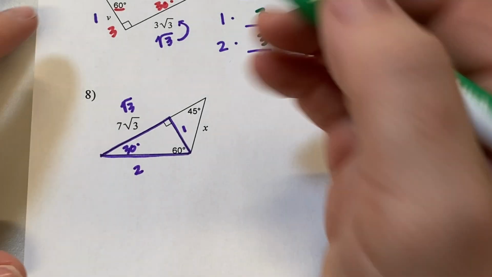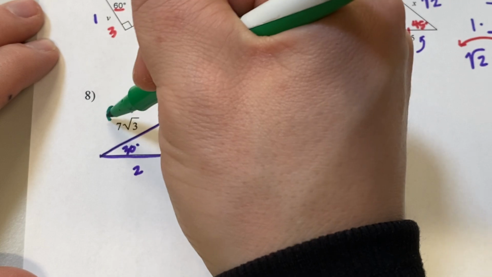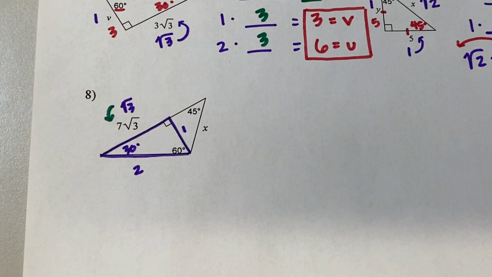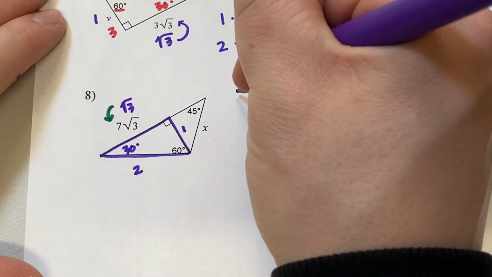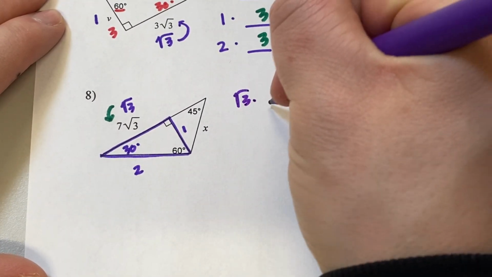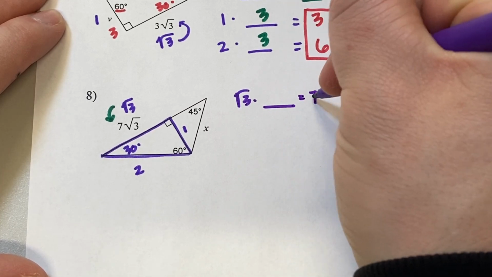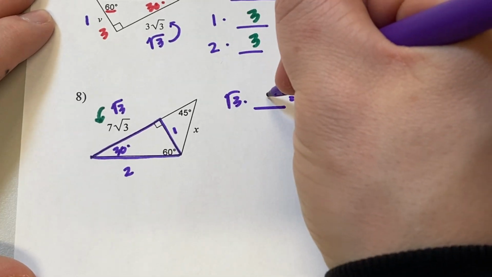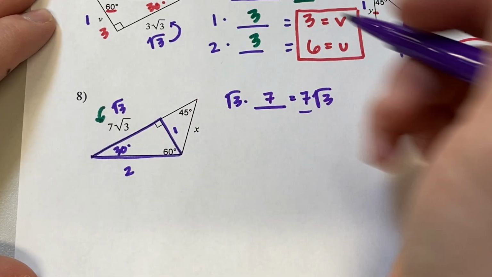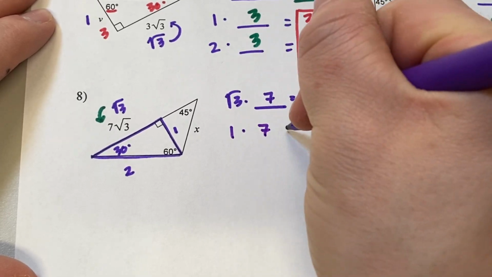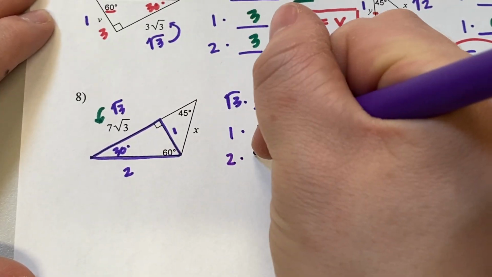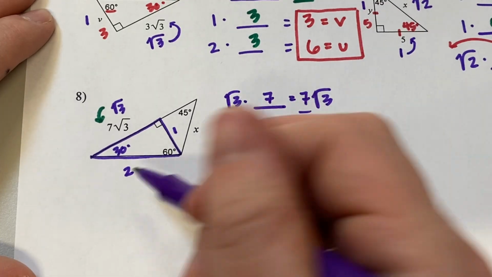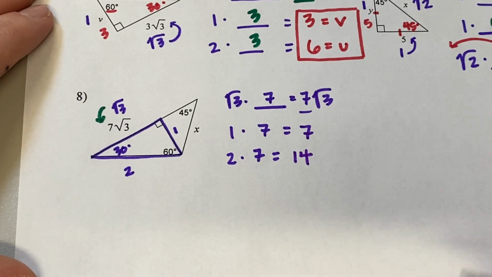Okay, well, somehow I went from root 3 to 7 root 3. Okay, so for my purple triangle, I went from root 3, multiplied it by something to get 7 root 3. Okay, well, I know I multiplied it by 7. Okay, so now I'm going to find my other two sides. 1 had to be multiplied by 7, and 2 multiplied by 7. Okay, that means my other side is 7. That hypotenuse is 14.